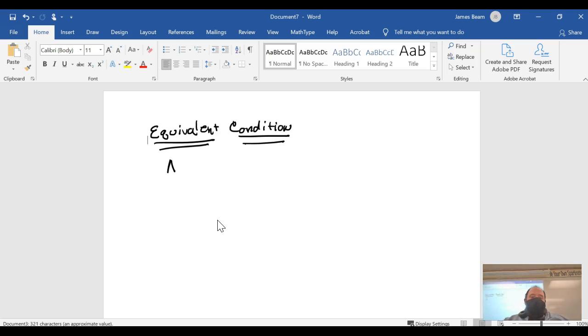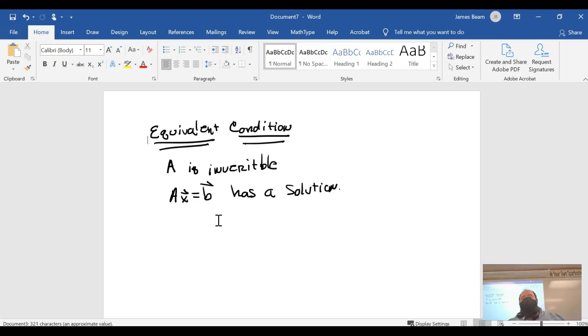So we're going to get the idea here that A is invertible is the same as saying that A times some vector x equals some vector b has a solution. Okay, so what does this mean? If the matrix has an inverse, then the system of equations that corresponds to that matrix has a solution.